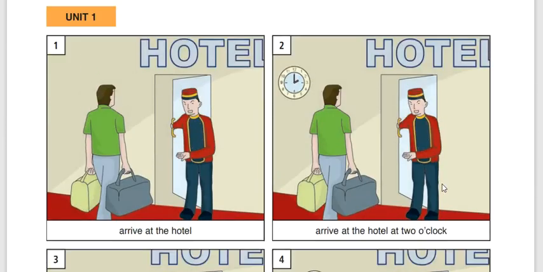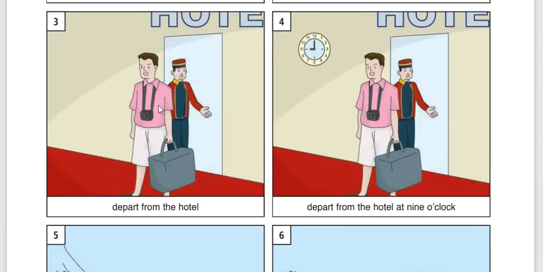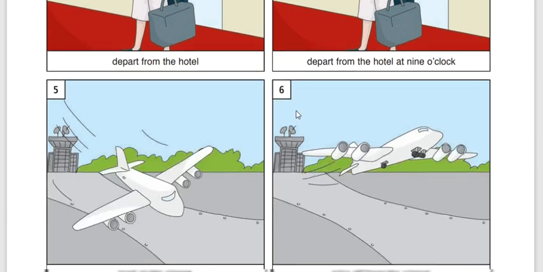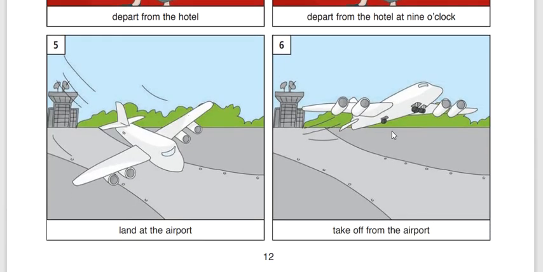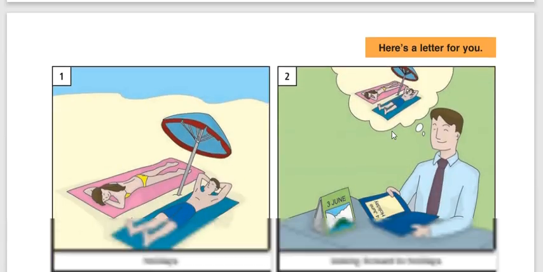Let's repeat this one. Now you have to read this, picture 1 through picture 6. Let's move to the next one.